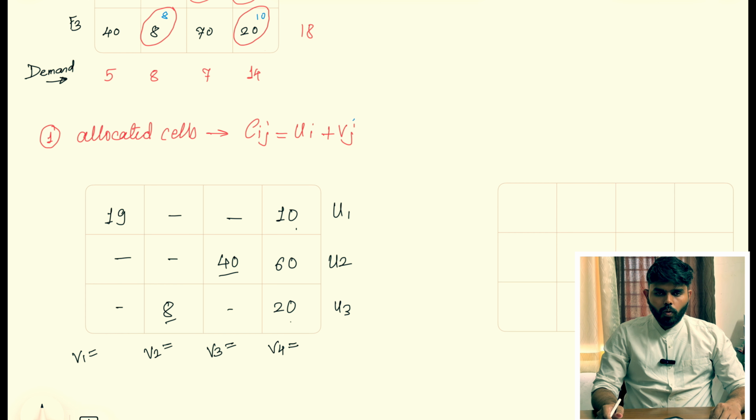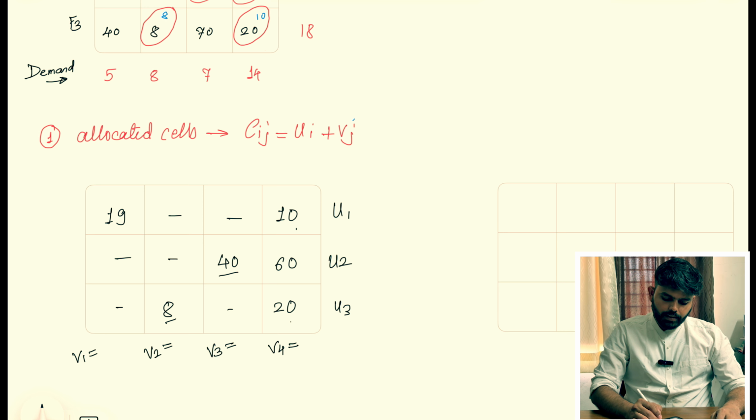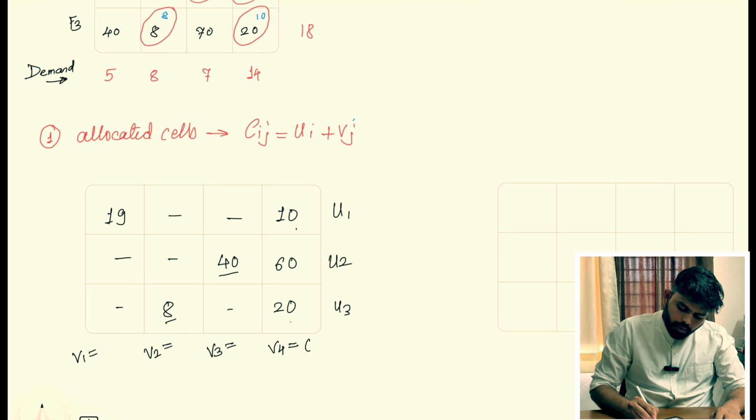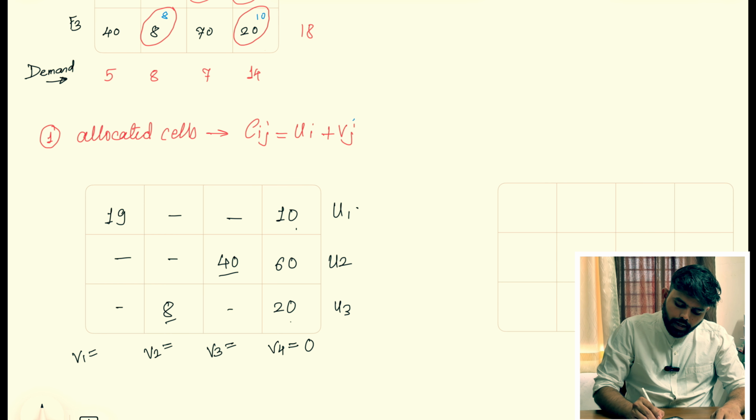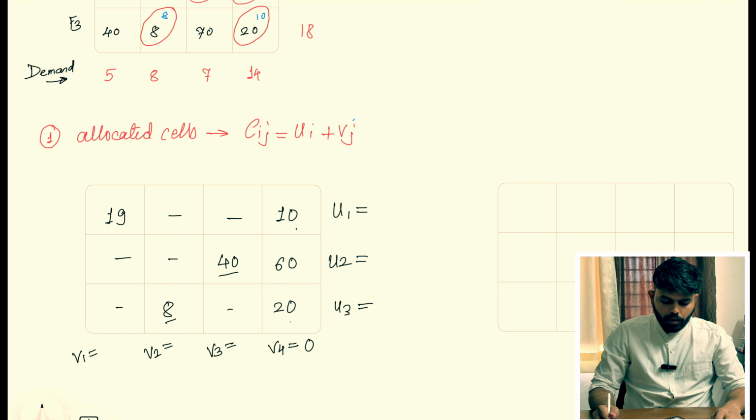So identify the row or column where the maximum allocation is done, and write the value of U1, U2, U3 or V1, V2, V3, V4 corresponding to that particular row or column, and equate it to 0. Here the fourth column has the maximum allocation, 3 positions are allocated. So corresponding to the fourth column we have V4, and we will write the value of V4 as 0. Now we will calculate the values of U1, U2, U3 and V1, V2, V3.